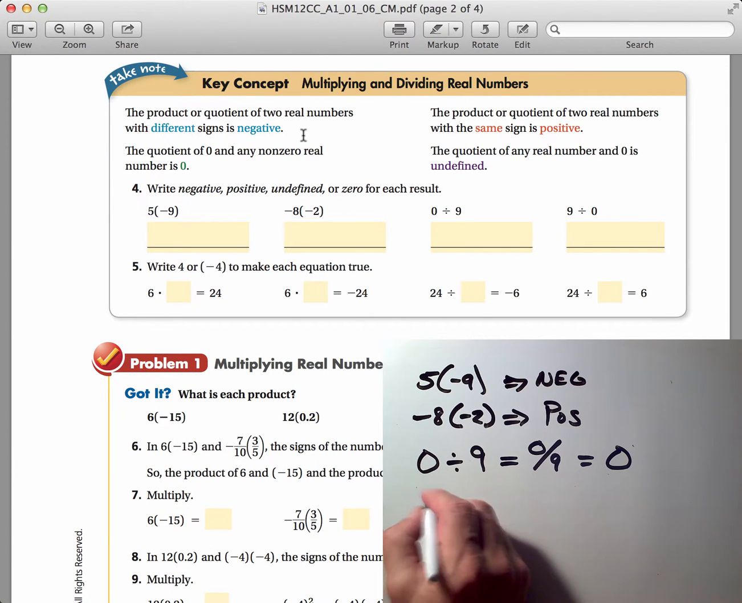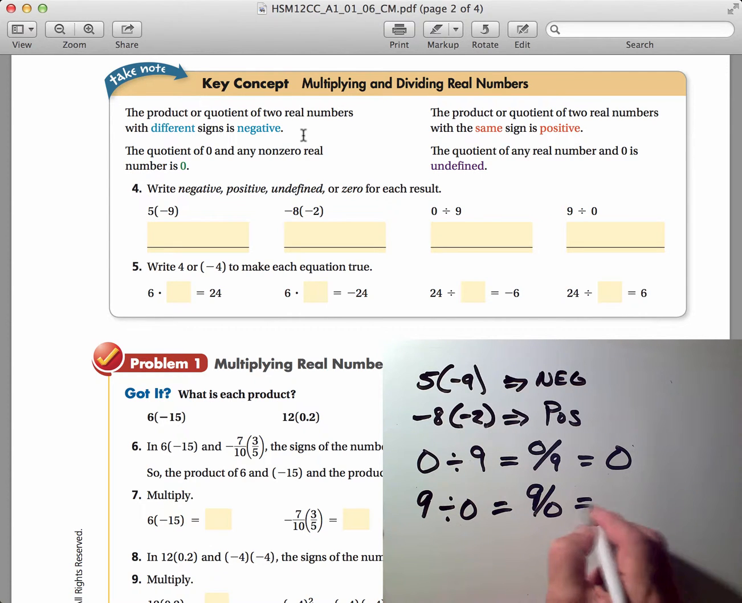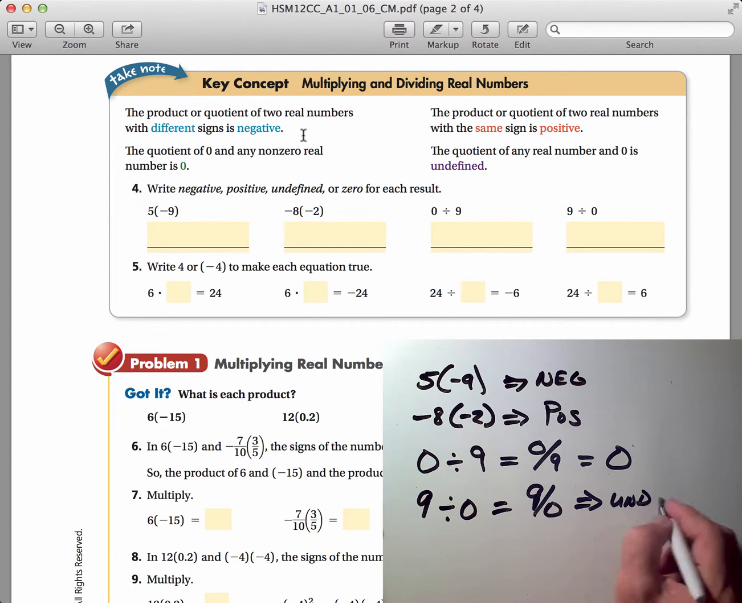But then this one, 9 divided by 0. Well, we just went over that. You can never have 9 divided by 0. What is that? That is undefined. All right, so you got a good idea of how to use your different signs. Let's go ahead and work on some problems.